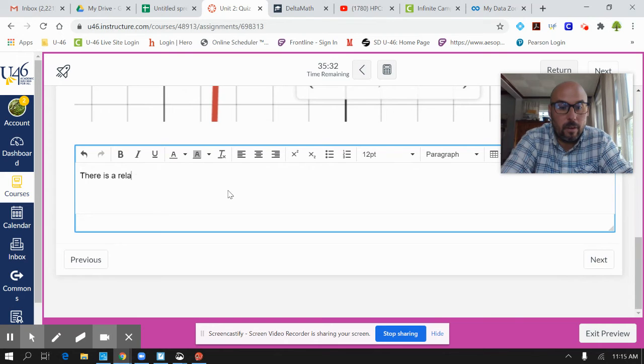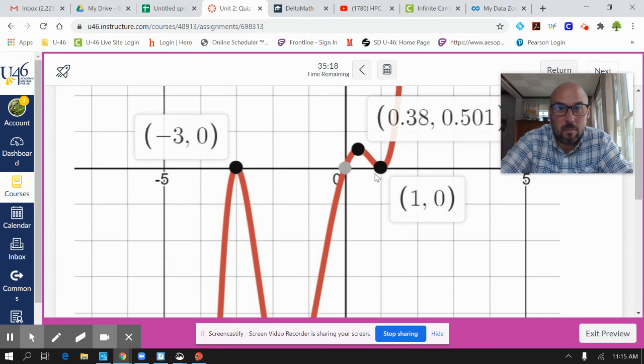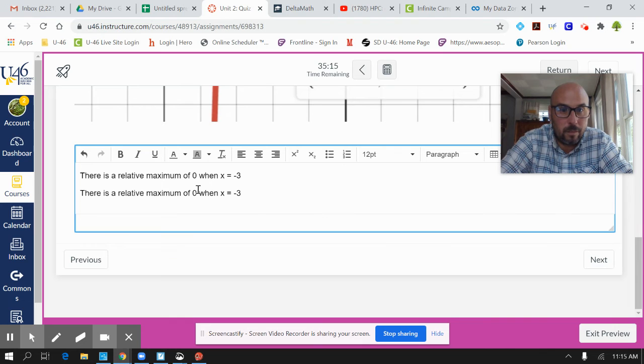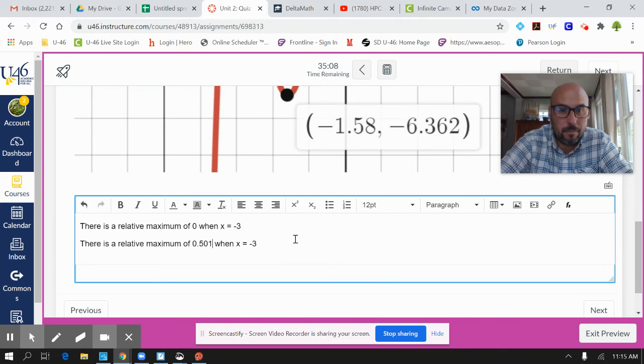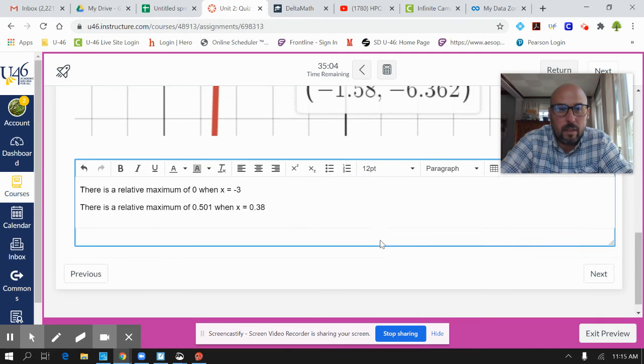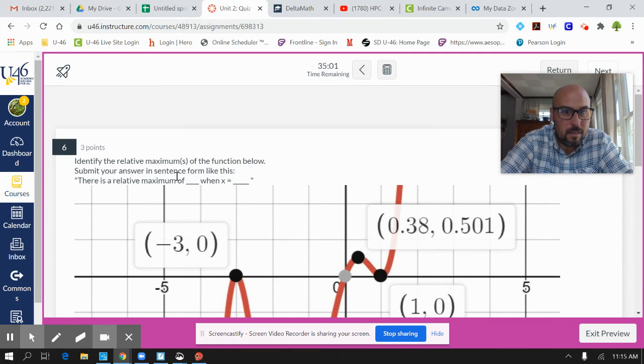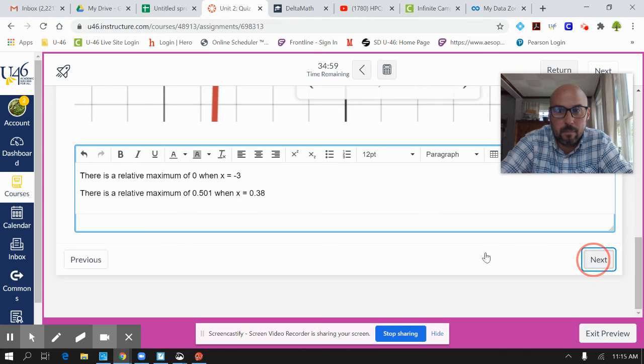There is a relative maximum of 0 when x equals negative 3. And this is the advantage of typing instead of handwriting. You could just do this. And there's also a relative maximum of 0.501 when x is 0.38. And just double check, was that all that was being asked? Yes. Next.